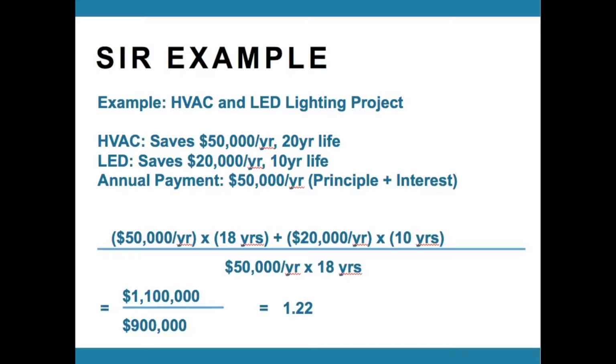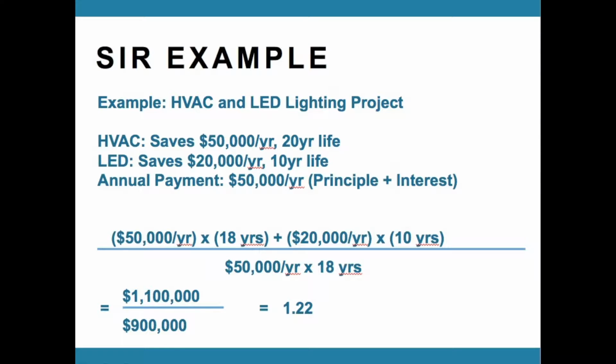I want to give an example of an SIR calculation, and for this example, let's go back to our HVAC and LED lighting project. In this project, we have an HVAC system which is going to save $50,000 a year for 20 years, and we have an LED system which is going to save $20,000 a year for 10 years. Let's assume that the annual payment on that project is $50,000 a year, including principal and interest.